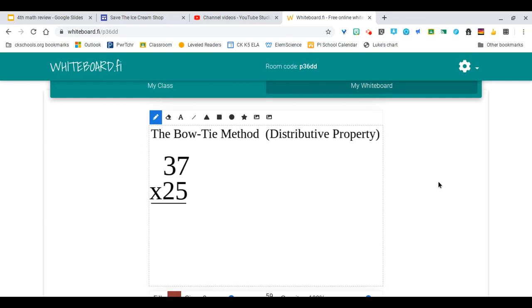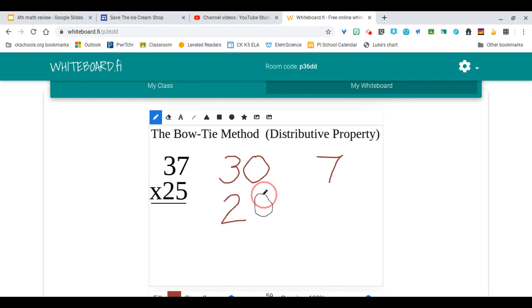If you are a bow tie method person, that's also, we call it the distributive property, then here is your refresher for that. Let's take our two factors. We're doing 37 times 25. So we want to take our factors and decompose them into their place values. So 37 becomes 30 and 7. 25 becomes 20 and 5.